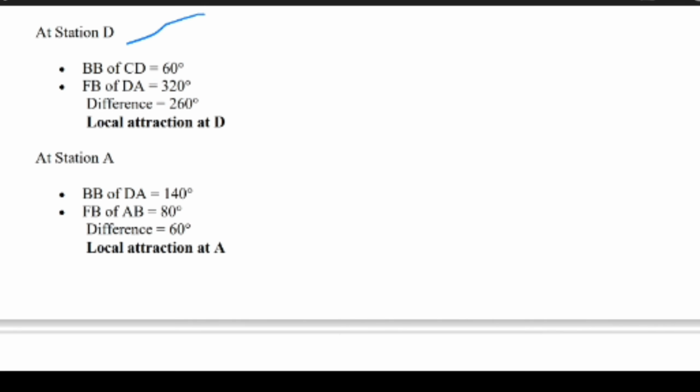Go to station D. Back bearing 60 degrees, fore bearing of DA is 320. The difference of these two is 260. It is affected by local attraction, since it is more than 180 degrees. Coming to station A, back bearing is 140, fore bearing is 80. The difference is 60 degrees. It is also affected by the local attraction. We are going to do the correction for that.